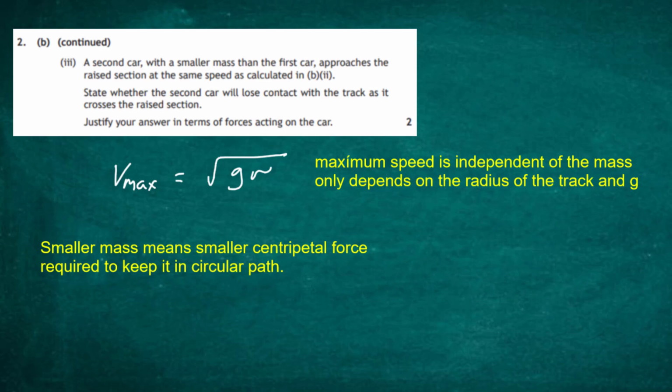A smaller mass means a smaller centripetal force. And we know that because we've got the centripetal force equation, Fc is equal to mv squared upon r. So the radius of the track stays the same, the speed stays the same, but if you reduce the mass, you're going to have a smaller centripetal force, and that means there'll be a smaller force required to keep it in a circular path, and therefore it will stay on the path. But I would prefer to answer it in terms of this part here, where the maximum speed is really independent of the mass and only depends on the radius of the track and the value of g.